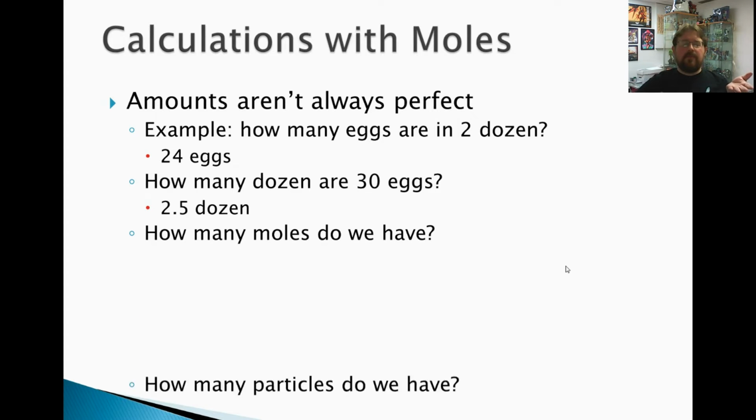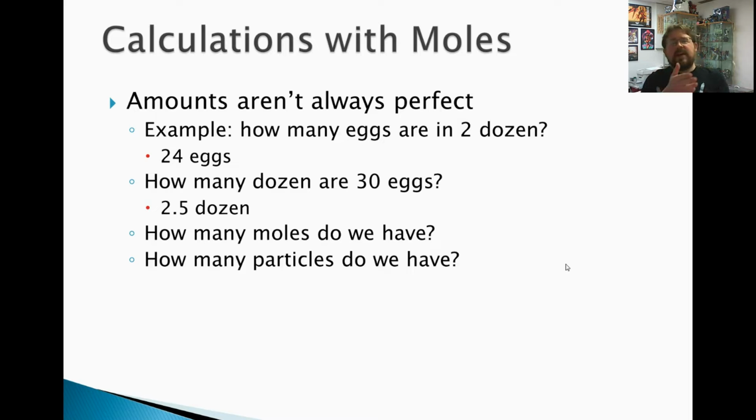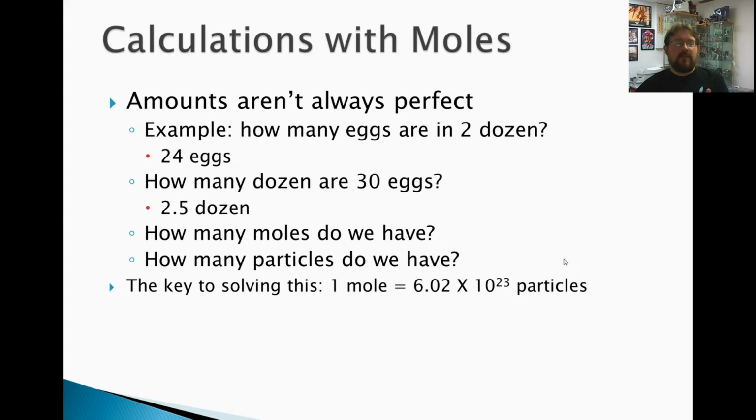Now the same thing happens with moles and particles. You're not always going to have exactly 1 mole, and you're not always going to have 602 hextillion particles, okay? So we have to calculate with that. But keep in mind that the key to solving this is that idea that 1 mole is equal to 6.02 times 10 to the 23rd particles, okay?